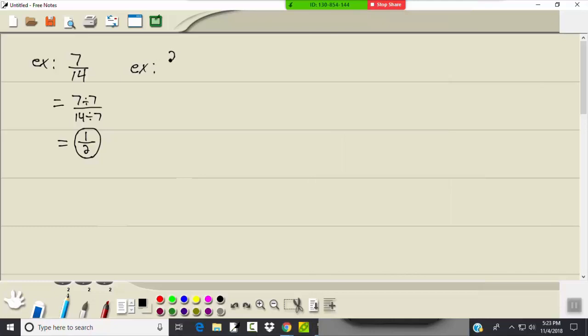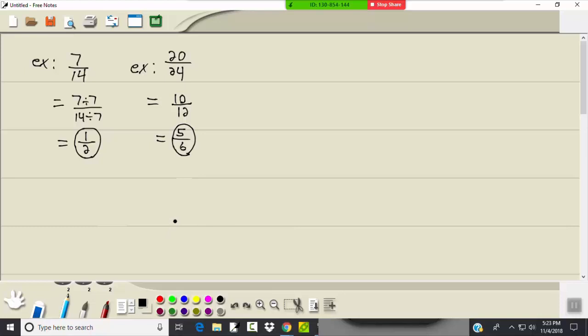Now, if I had a little bit harder one, 20 over 24, sometimes you can see what divides into them. Sometimes you can only see maybe the smallest number divides into them. Like maybe you can't see what divides into both of these, but you can see they're both divisible by 2. So you start there. You divide top and bottom by 2. 20 divided by 2 is 10. 24 divided by 2 is 12. Then at that point, you realize that they're still divisible by 2. 10 divided by 2 is 5. 12 divided by 2 is 6. So our answer would be 5/6.